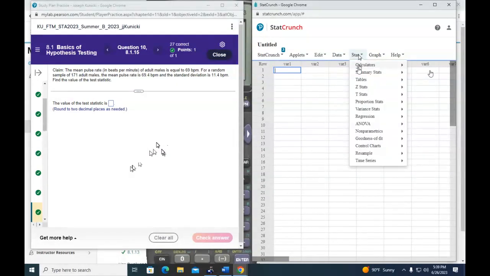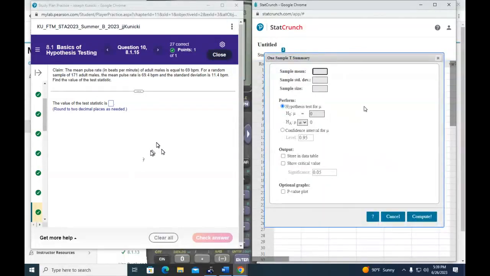So I would do Stat, T Stat, One Sample with Summary. Now instead of using confidence interval, we're going to use hypothesis test. The sample mean is 69.4, 11.4 is the S, and the sample size is 171. And the mu naught is 69. That's the claim. The claim is that it's equal, so we're already set up because it's a two-tailed test, because if the claim is that it's equal, then the counter is that it's not equal.